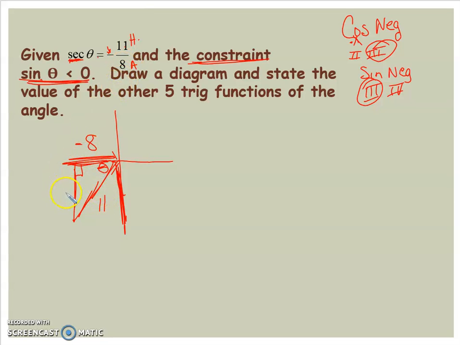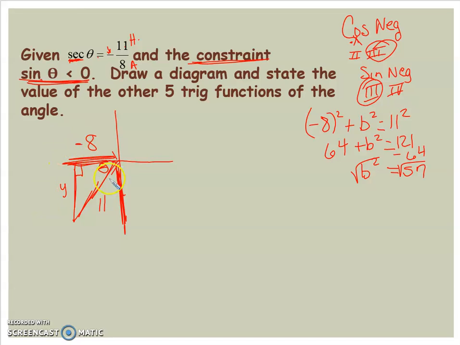Now I do need to find this other value. I need to find the y measure so that I can give you the ratios, okay? So we're going to do the Pythagorean theorem. So a squared plus b squared equals c squared. So we have 64 plus b squared is 121. And if we move that 64 over, we're going to get 121 minus 64. We're going to get square root of 57. Okay? And I don't think that there's anything we can do about that. So square root of 57 is going to be our other side.